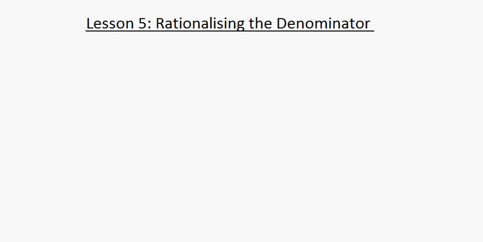This is Core Mathematics A-Level, Lesson 5, Rationalizing the Denominator. We are one step closer to finishing this topic. Sometimes we are given fractions where the denominator is a surd. However, with a bit of our surd knowledge, we can rearrange that.